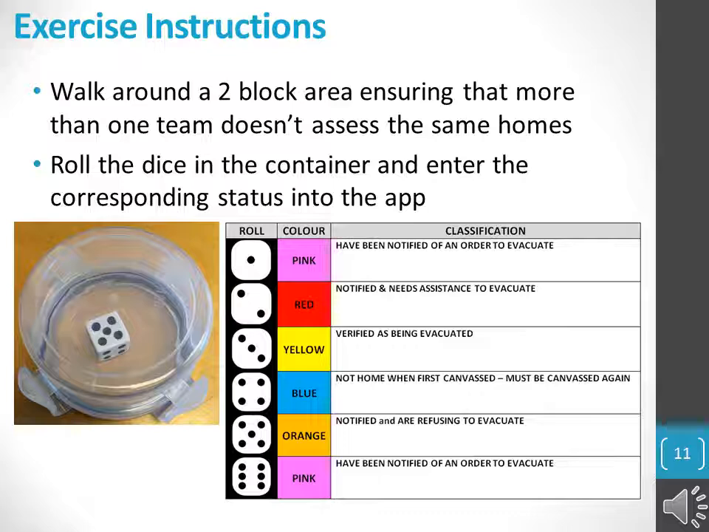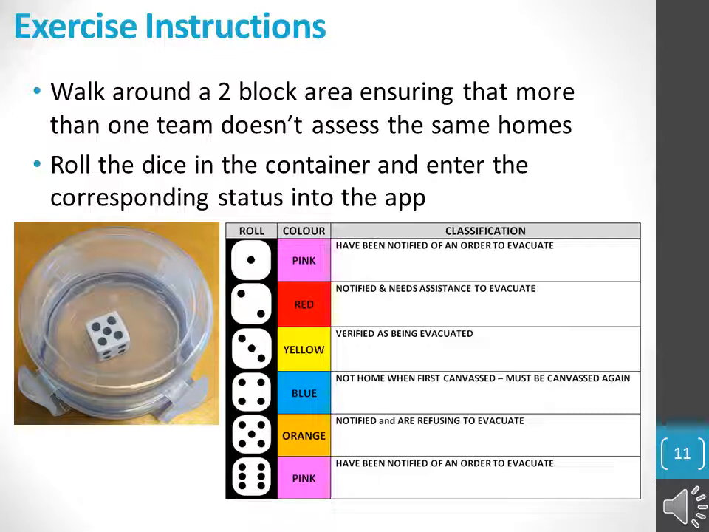For the upcoming exercise, individuals or teams sharing a device should walk around a 2-block area of houses where they are working sometime between 9 a.m. and noon. There is no need to visit homes or speak with residents for this exercise. For each home or property, roll the dice and load the criteria corresponding to the dice roll into the app to indicate the evacuation status of the residents.